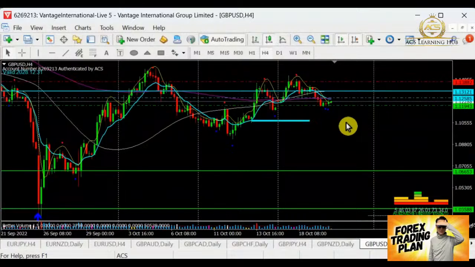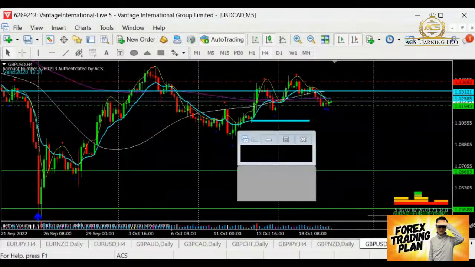So Pound Dollar, we can take note. Let me put this Pound Dollar into the watch list. It would not be surprising if Pound Dollar has a sign of buying right now, because it's going up to test the resistance before we can take a sell.